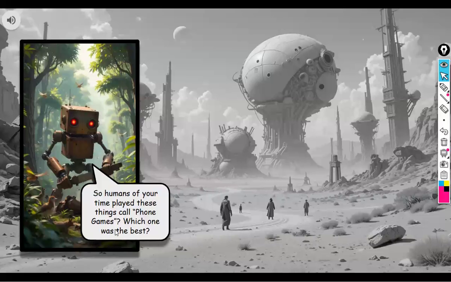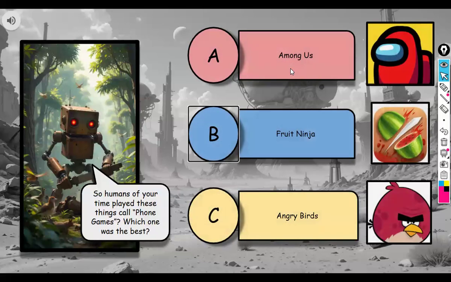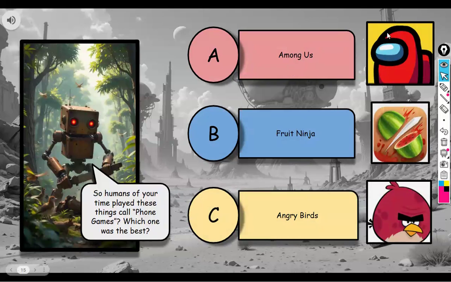All right. So how many of you are into phone games? I used to be, but the games have gotten too complex for me. I like my old-time games like Pac-Man. The robots are very intrigued by humans and this thing they call video games. So which one of these games would you consider the greatest game of all time? If your greatest game is not there, choose the best out of it. Is it Among Us, Fruit Ninja, or Angry Birds? Let's vote.